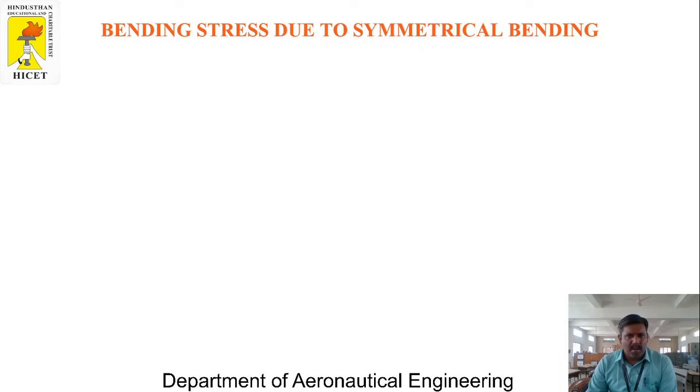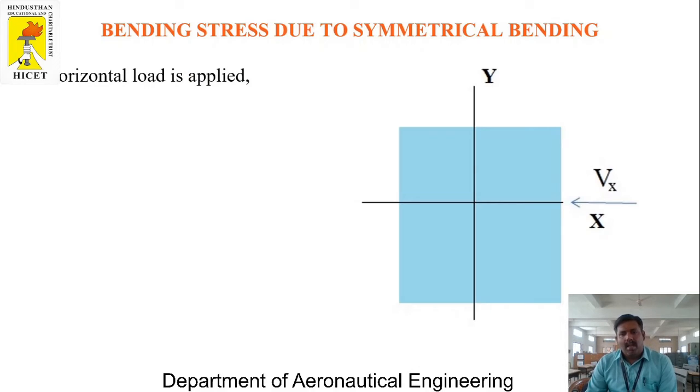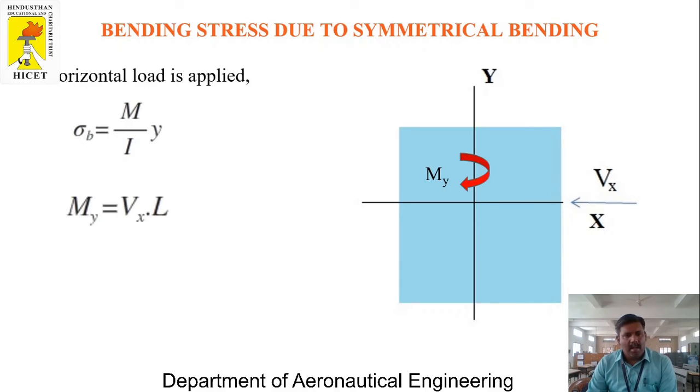And bending stress due to symmetrical bending, if a horizontal load is applied, that will produce a moment about the y-axis, My. The basic equation for bending stress is sigma b is equal to M by I into y, and My can be written as Vx into L. And the bending stress for symmetrical bending due to horizontal load is given by sigma b is equal to My by Iy into x.